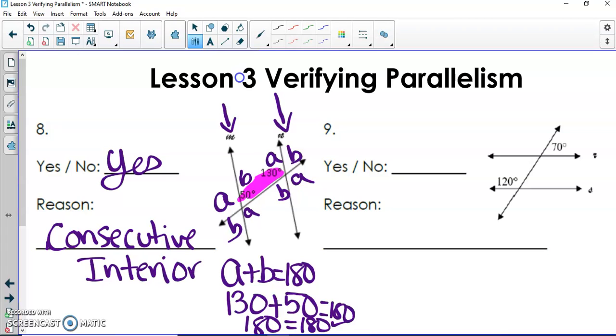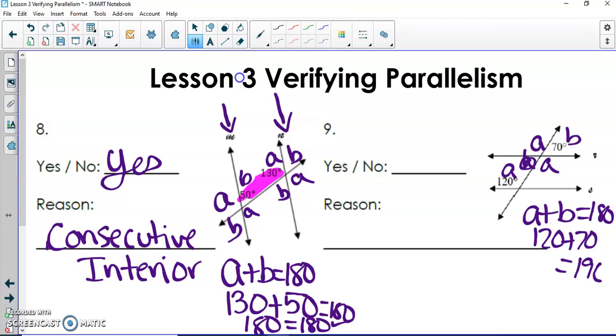Okay, and last but not least, we have number 9. We've got this beautiful diagram. I've got one touching each of my lines. I have an A, a B, an A, an A. They should add up to 180. Okay, but 120 plus 70 equals 190. This is going to be a no because there is no angle relationship.